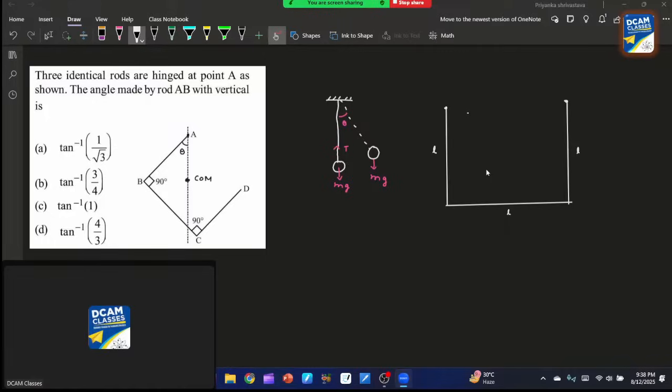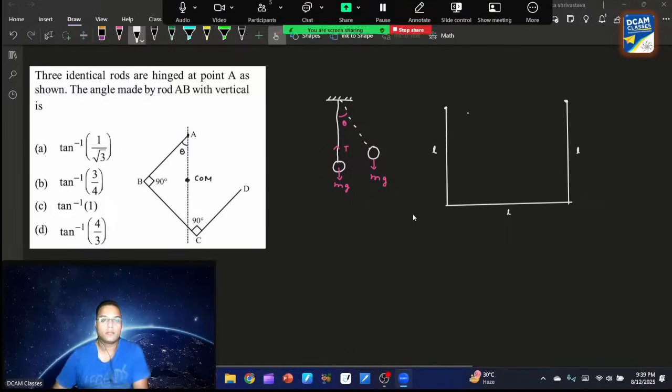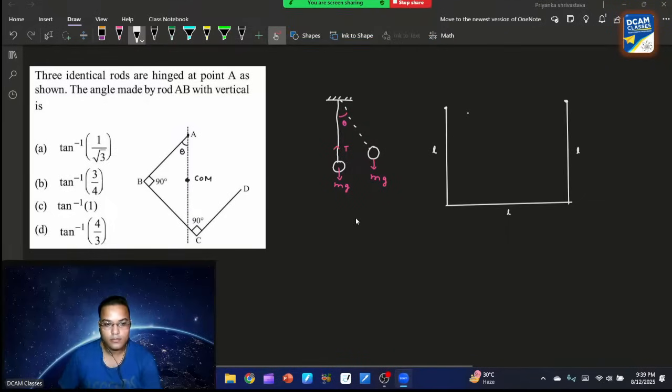So, can you explain how to do this question? See, sir, would even the y-axis distance be L/2? Yes, it will be L/2. The center of mass, na? Correct. But what will be the x distance?